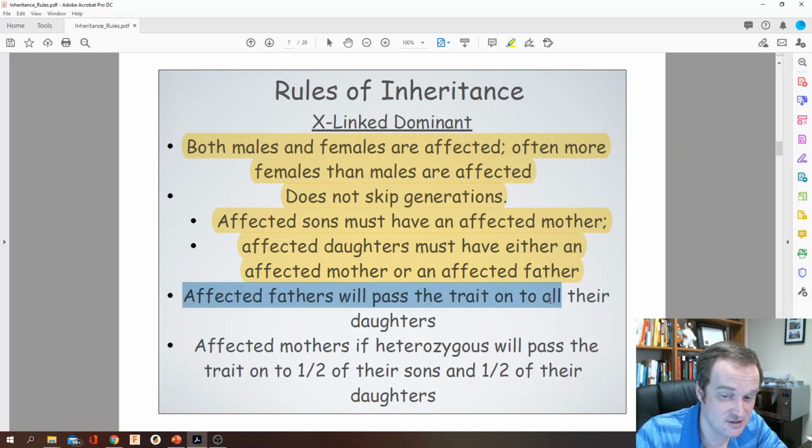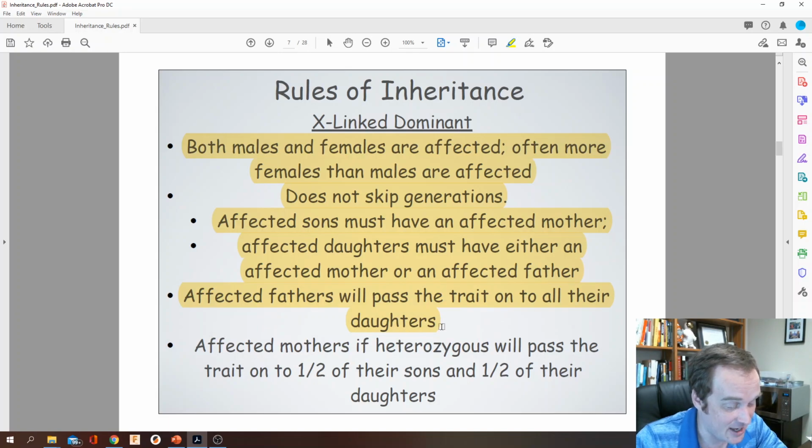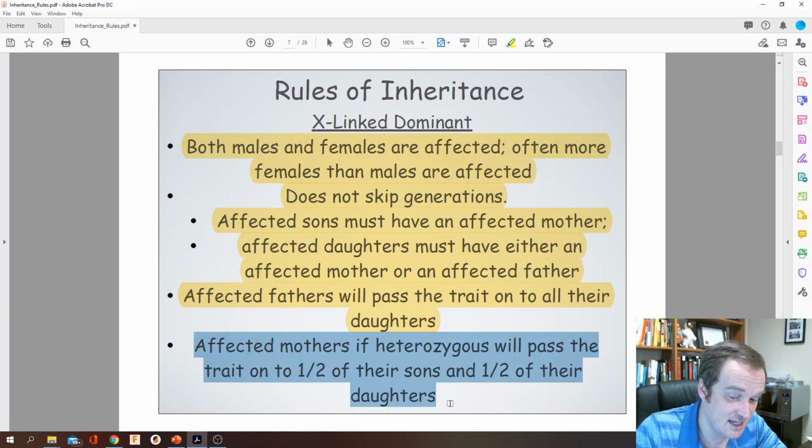Affected fathers will pass the trait to all of their daughters. If you think of this in the XY context, if you're a daughter, you automatically get your father's X chromosome. So if your father has it and you're a daughter, you have to have it. And affected mothers, if they're heterozygous, will pass the trait on to half of their sons and half of their daughters, because they have a good copy of the X and a bad copy of the X, and you have a 50-50 chance of getting one of those two X chromosomes.